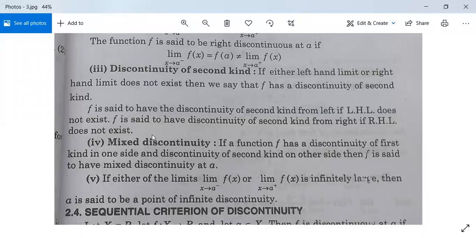इसके बाद है mixed discontinuity. If a function f has a discontinuity of first kind on one side and discontinuity of second kind on other side, then f is said to have mixed discontinuity at a. Next, if either of the limits, limit f(x) x tending to a minus or limit f(x) x tending to a plus, is infinitely large, then a is said to be a point of infinite discontinuity.